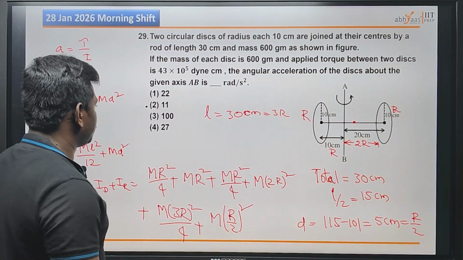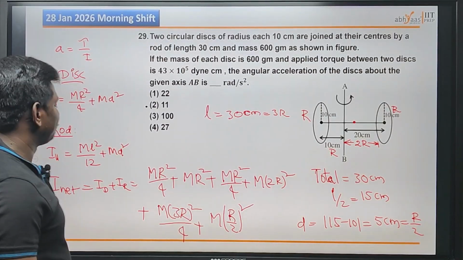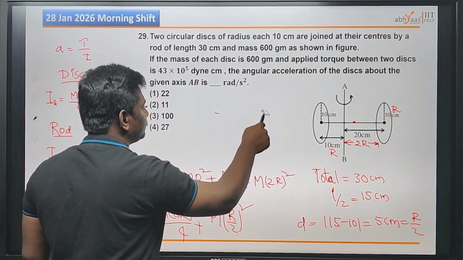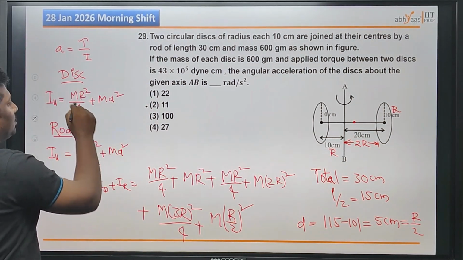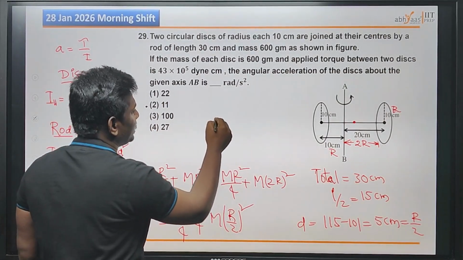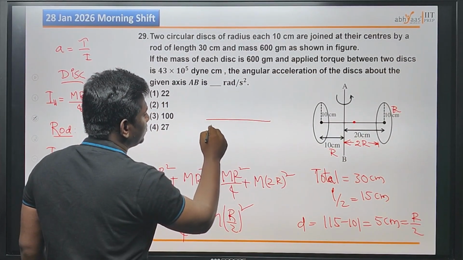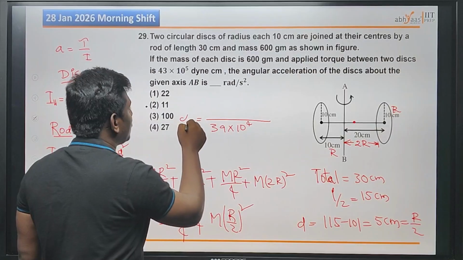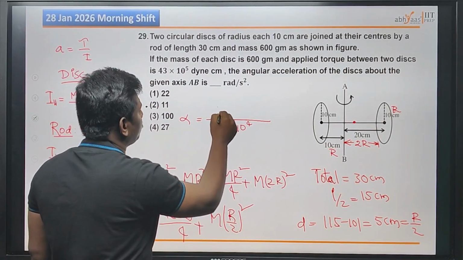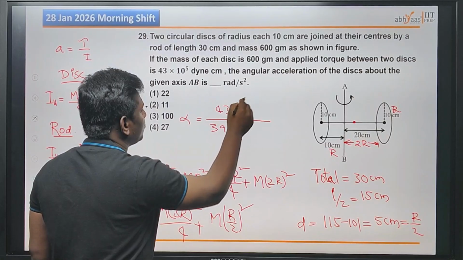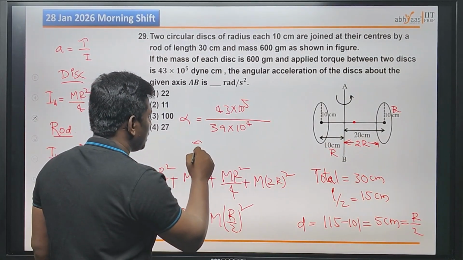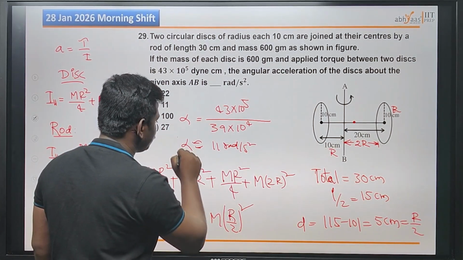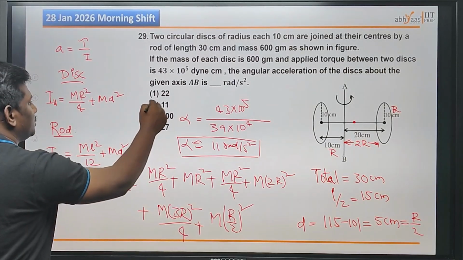If you find the moment of inertia for this one, you will get I equal to 39 into 10 to the power 4, and we are having torque 43 into 10 to the power 5. If you cancel out these things, alpha is nearly equal to 11 radian per second square. This is your answer. So option 2 is your answer.